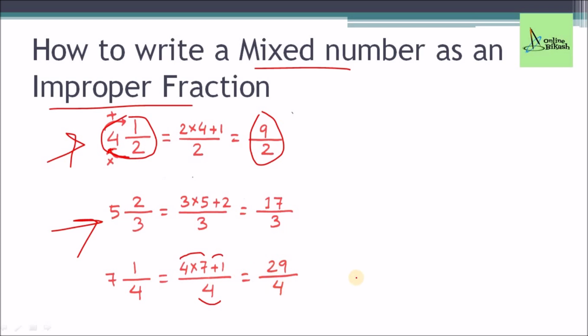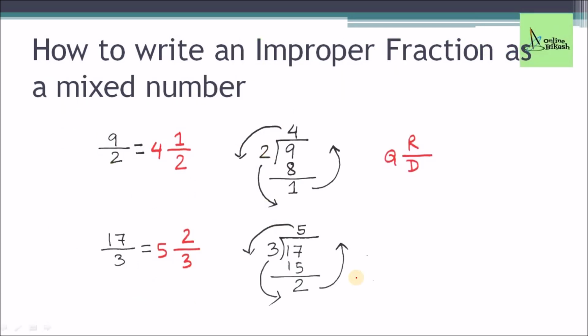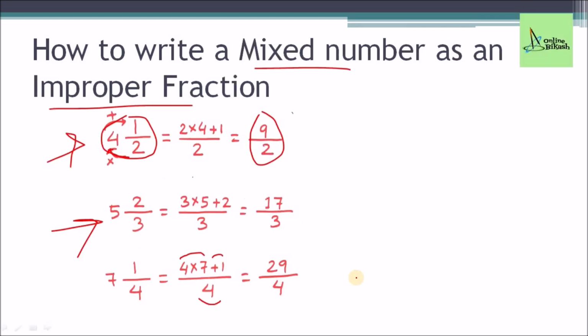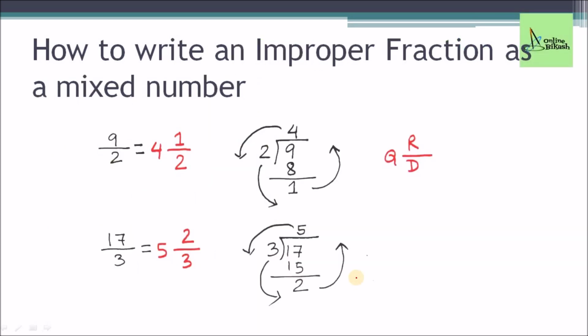Is it clear? Let us try to understand now how to write an improper fraction as a mixed number. Recently we learned how to write a mixed number as an improper fraction, and now we will learn how to write an improper fraction as a mixed number. Opposite of the previous one. Now let us say this one, 9 by 2. Is this an improper fraction? Yes, of course. Why? Because the numerator is bigger than the denominator, so that's why it is an improper fraction.